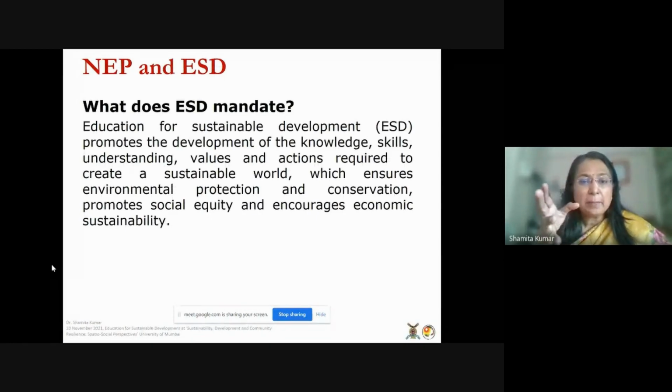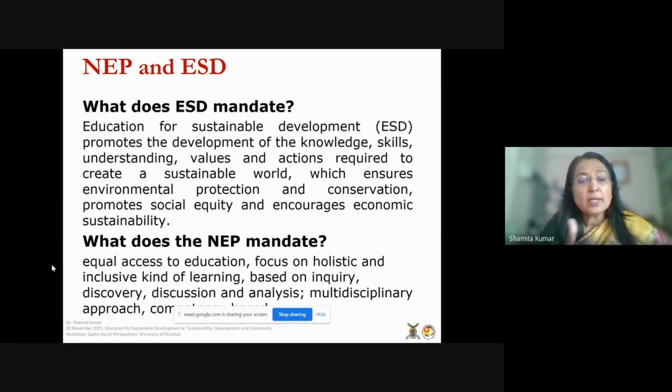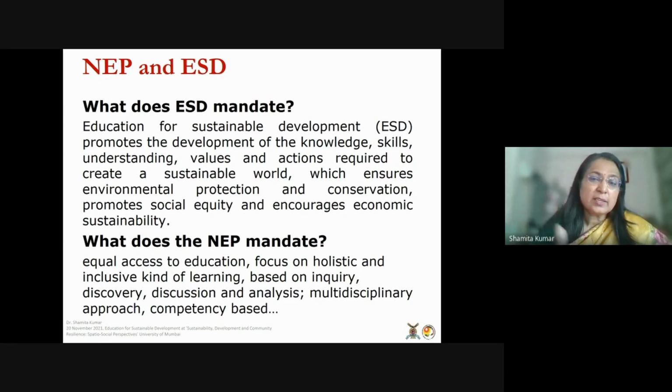So ESD mandates the development of knowledge, skills, understanding, values, and actions, which are responsible for a better living. And NEP also does the same thing. It's talking about inclusive learning. It's talking about holistic learning. It's talking about learning based on inquiry, discovery, discussion, analysis, multidisciplinary approach, competency-based approach. So you can see that all the things that we spoke of before are already there within the NEP. So we have a fantastic policy framework that mandates we do this.